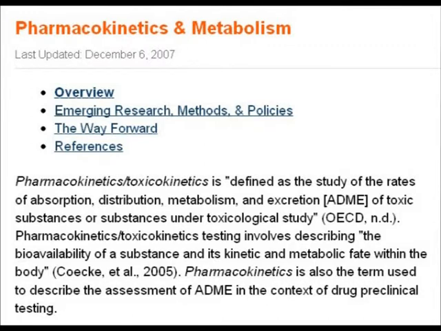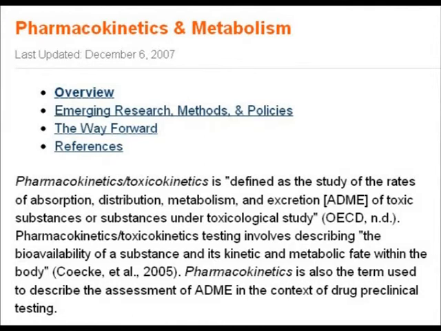This first slide gives us a definition of pharmacokinetics. It reads, pharmacokinetics/toxicokinetics. They usually say toxicokinetics when they're talking about chemicals and pharmacokinetics when they're talking about drugs. Anyway, it's defined as a study of the rates of absorption, distribution, metabolism and excretion, ADMER for short, of toxic substances or substances under toxicological study.